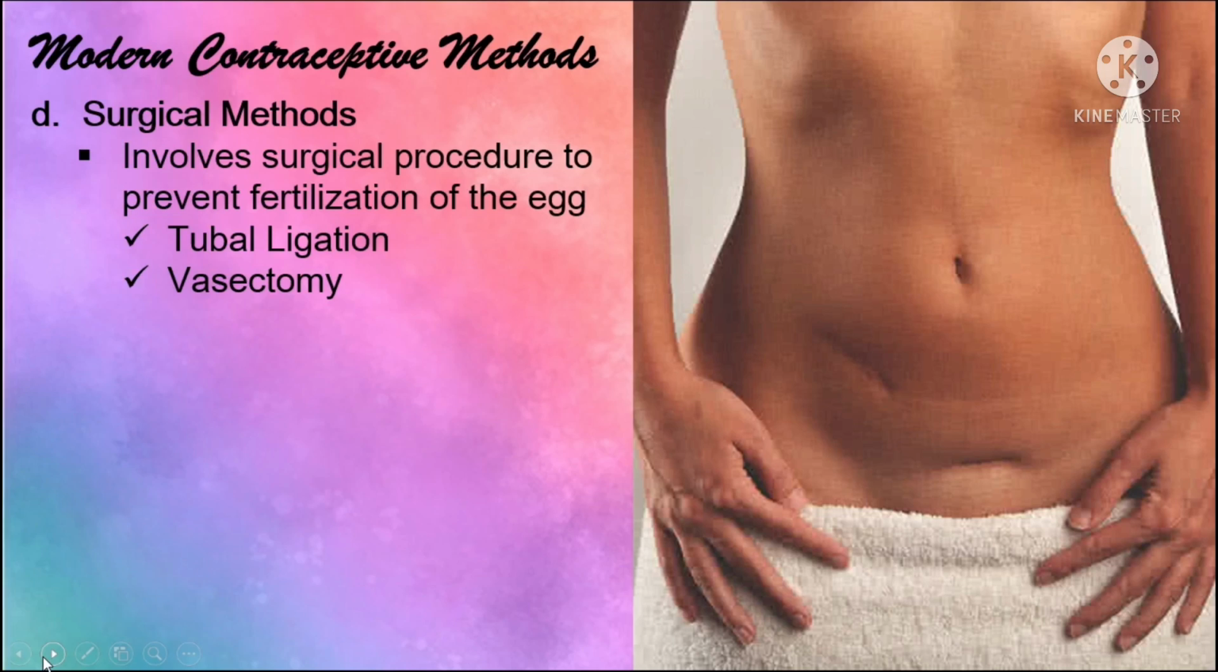Ayan. So, it involves a surgical procedure to prevent fertilization of the egg. So, we have tubal ligation and vasectomy. So, yung tubal ligation, it is also known as having your tubes tied or tubal sterilization. It's a type of permanent birth control. So, during tubal ligation, the fallopian tubes are cut, kinakat talaga, or tinatali, or blocked to permanently prevent pregnancy.